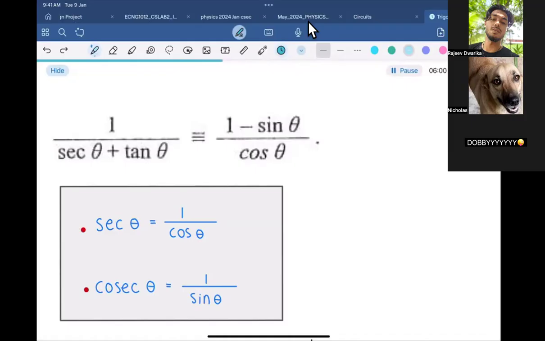Right. See what you have here. So you changed the sec theta for 1 over cos theta. Nice. You changed the tan theta for sine theta over cos theta. Also nice. You end up with 1. You don't have to find the LCM, you just add them because they're the same denominator. Right? Nice. So you end up with 1 all over 1 plus sine theta over cos theta. You end up with 1 divided, right? 1 multiplied by cos theta over 1 plus sine theta. Right. So, Nicholas, you didn't do anything wrong at all.